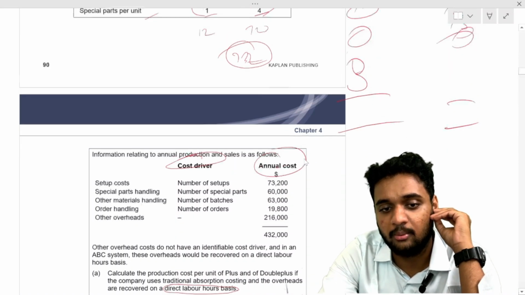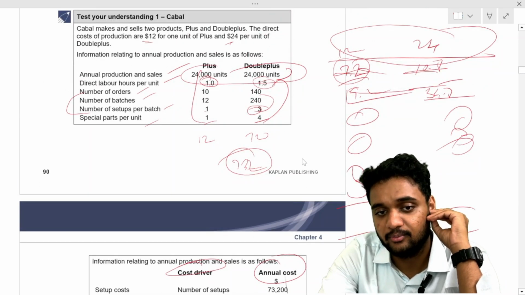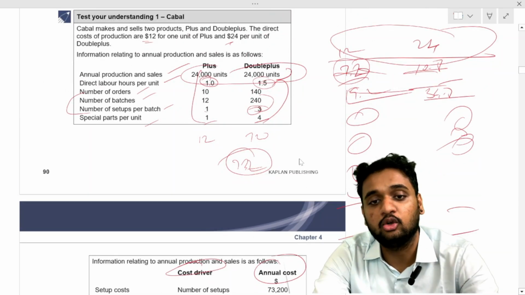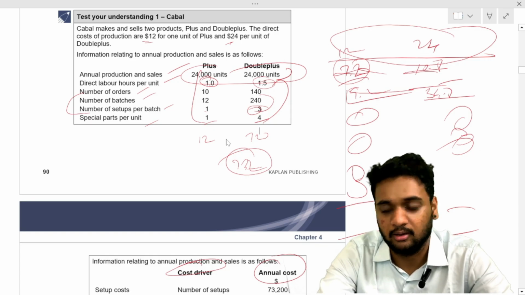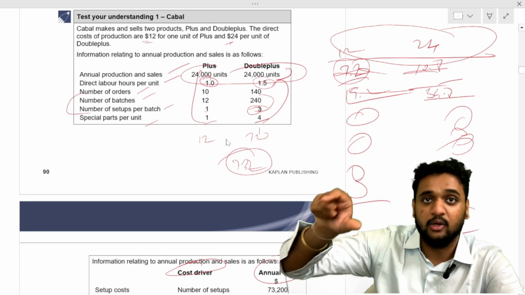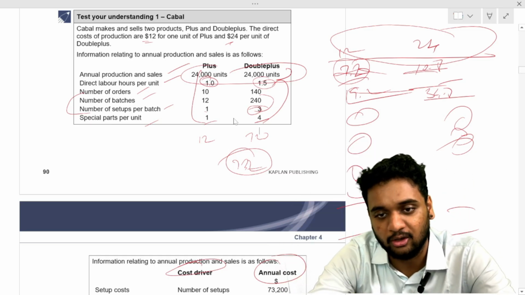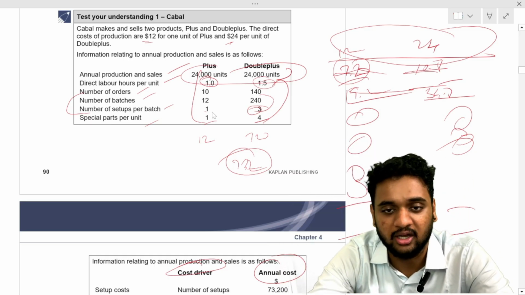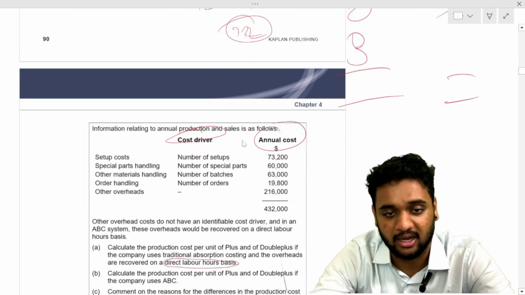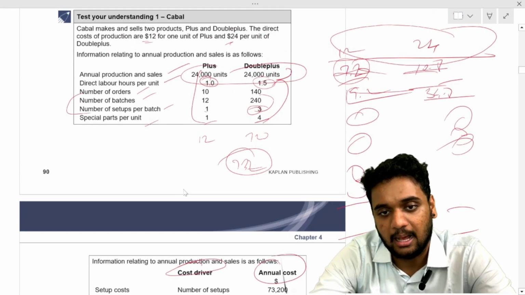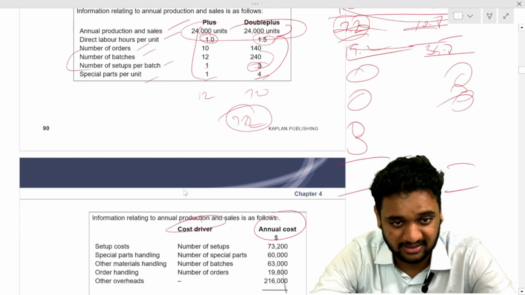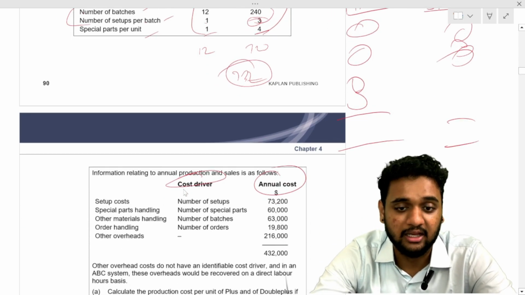Now what is the total material handling cost for plus? 250 into 12, 3,000 total. Once you are told 250 per batch, you know you have to multiply by the number of batches. 250 into 12 and 250 into 240 will give the total, divided by the respective number of units, you will get the material handling cost per unit of plus and double plus. Last one, other handling cost.